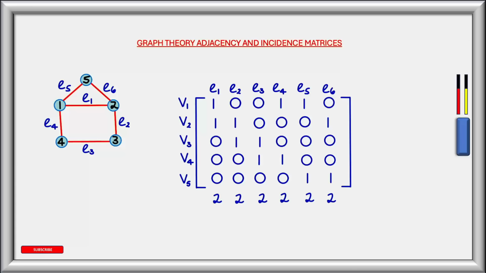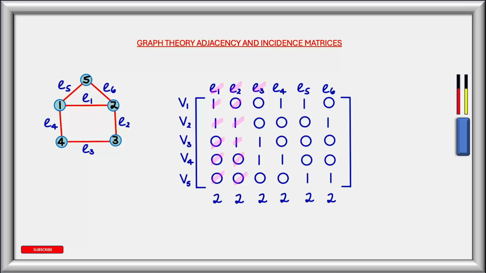So we'll start with column 1, and that relates to edge 1. So edge 1 is connected to vertex 1 and vertex 2 and not connected to the other 3 vertices. So we place zeros for vertex 3, 4 and 5. Edge 2 is not connected to vertex 1, so we place a 0 in row 1, column 2. It is connected to vertex 2 and 3, so we place a 1 in row 2, column 2, and row 3, column 2. So edge 2 is not connected to vertex 4 and 5, so we place a 0 in row 4, column 2, and row 5, column 2.